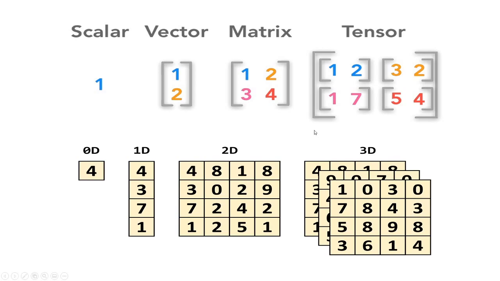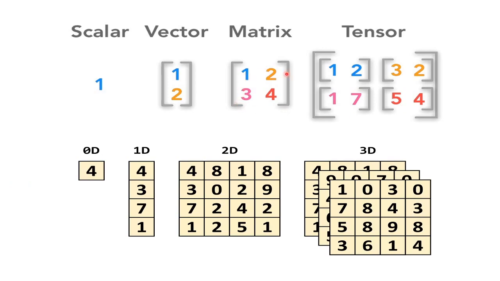Let's start with the difference between a scalar, a vector, a matrix, and a tensor. This is an important concept. These are four different types of storage of numerical values. The scalar is a zero-dimensional unit. The vector is one-dimensional. The matrix is two-dimensional.